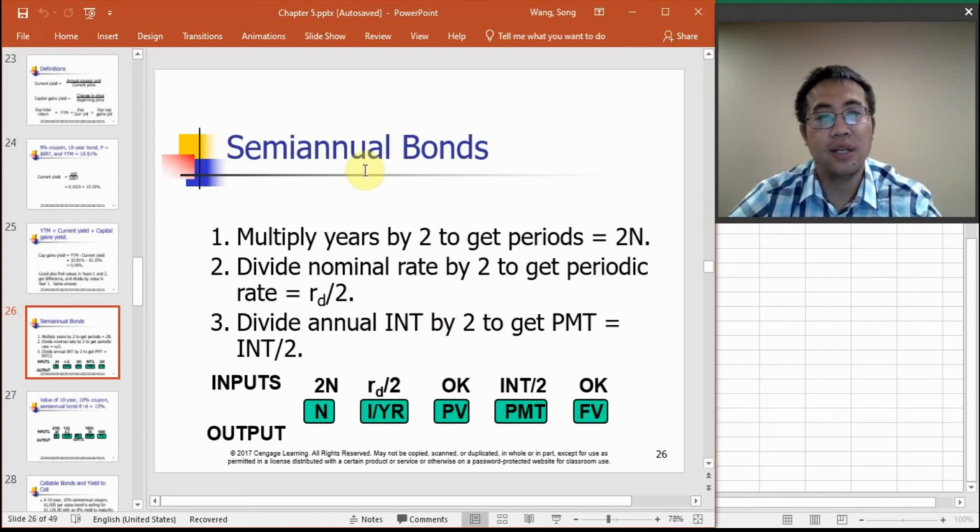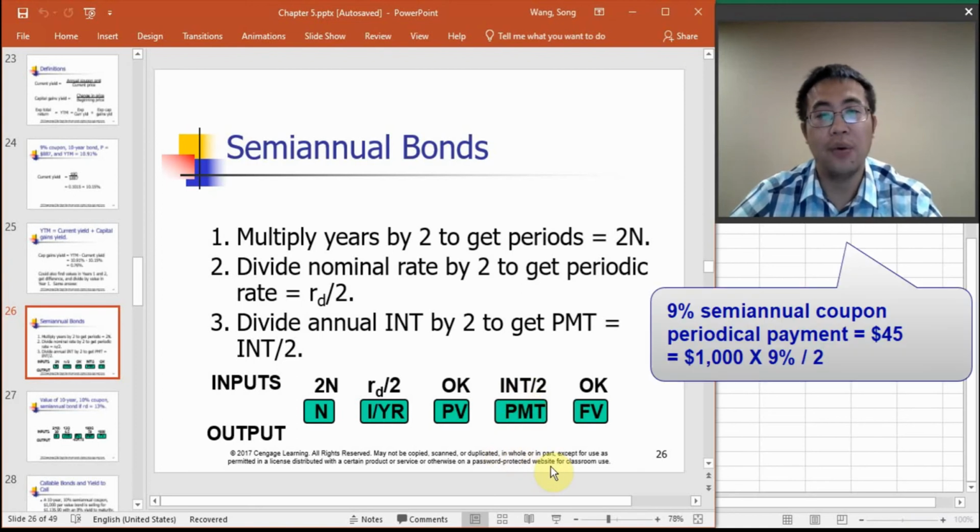So semi-annual basically means the bond coupon is delivered on a semi-annual basis. What changes here in your calculation is instead of having n years, you have n times 2 periods. And for each period, your return or the interest rate will be half of the annual rate. And then the present value and the future value are still the same. However, the payment is cut in half. If each year the company is paying $90 coupon, then for each semi-annual period, the payment is $45, half of the 90.